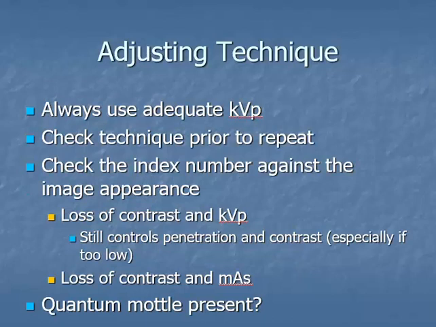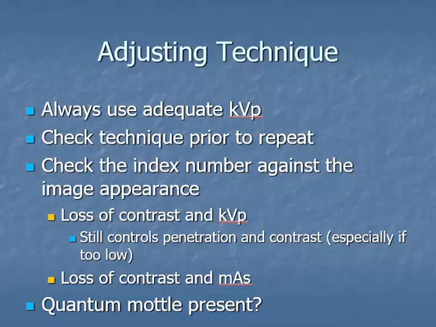So, adjusting technique: always use adequate kVp. Know what your adequate kVps are. Chest x-ray, 110 to 120 kVp. Check your technique prior to making a repeat. Check the index number against the image appearance. If you have a loss of contrast, was your kVp too high? Was your kVp too low? In both cases, it could cause a loss of contrast.